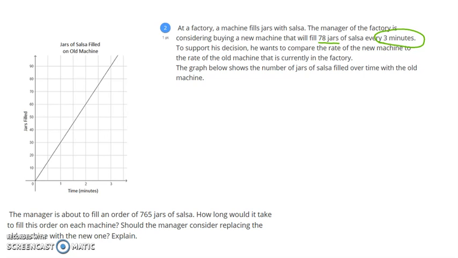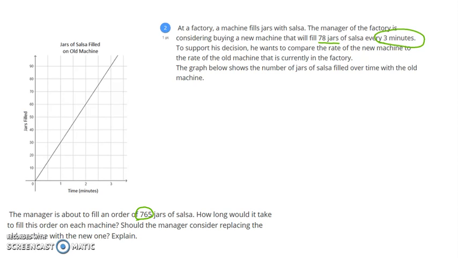Okay, so the manager is about to fill an order of 765 jars of salsa. How long would it take to fill this order on the old machine? Should the manager consider replacing the old machine with the new one?